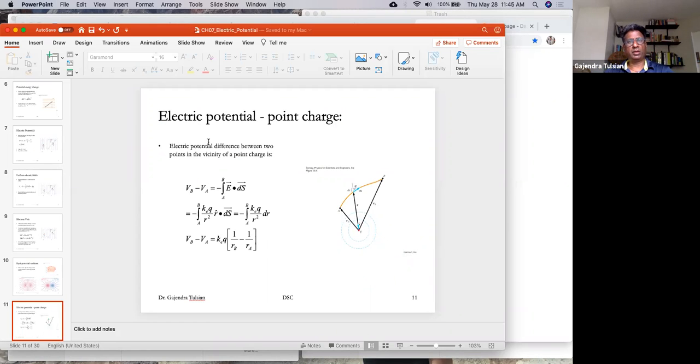All right, now what we're going to show in the next couple of slides is the electric potential around a point charge. Here was the definition. If you wanted to calculate the electric potential at point B minus the electric potential at point A, all you have to do is this line integral from A to B, E dot ds. You can do this line integral along any path, and the value of the line integral will equal that. The value of the line integral is path independent because this electric field is conservative.